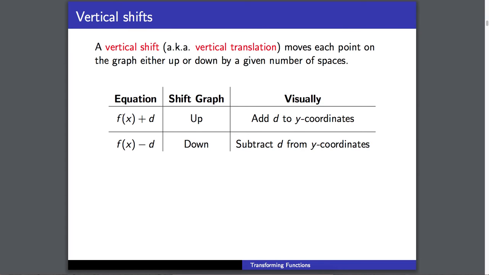So again, if it's f of x plus a number, it's going to move the graph up. In other words, we're adding that number to all the original y coordinates. And if it's f of x minus a number, we're going to move the graph down. We're subtracting that number from all the y coordinates.